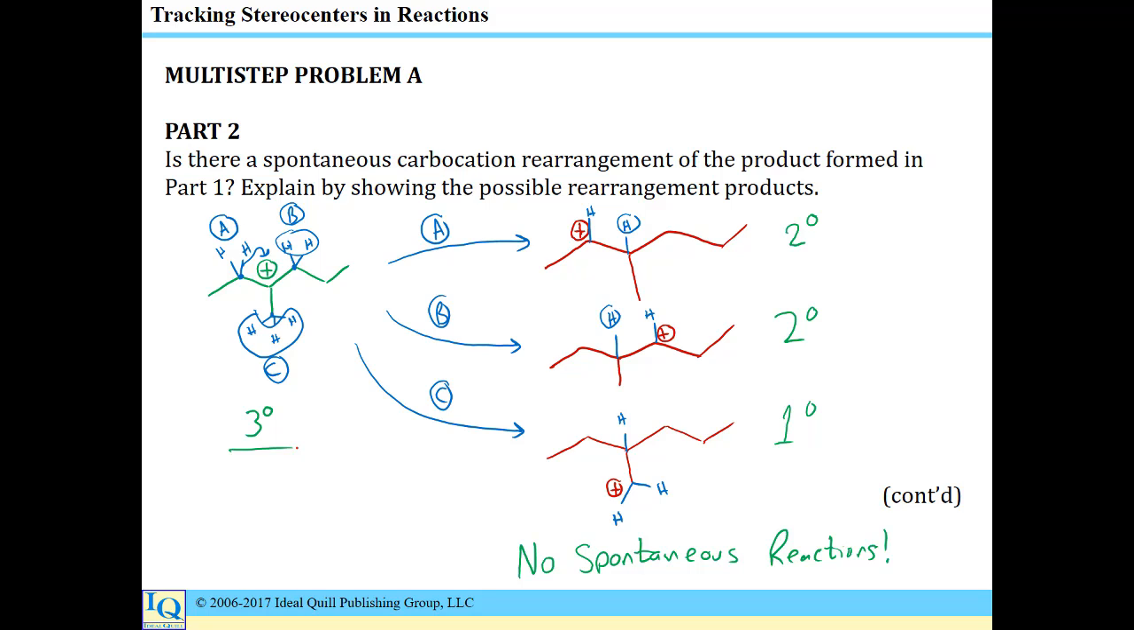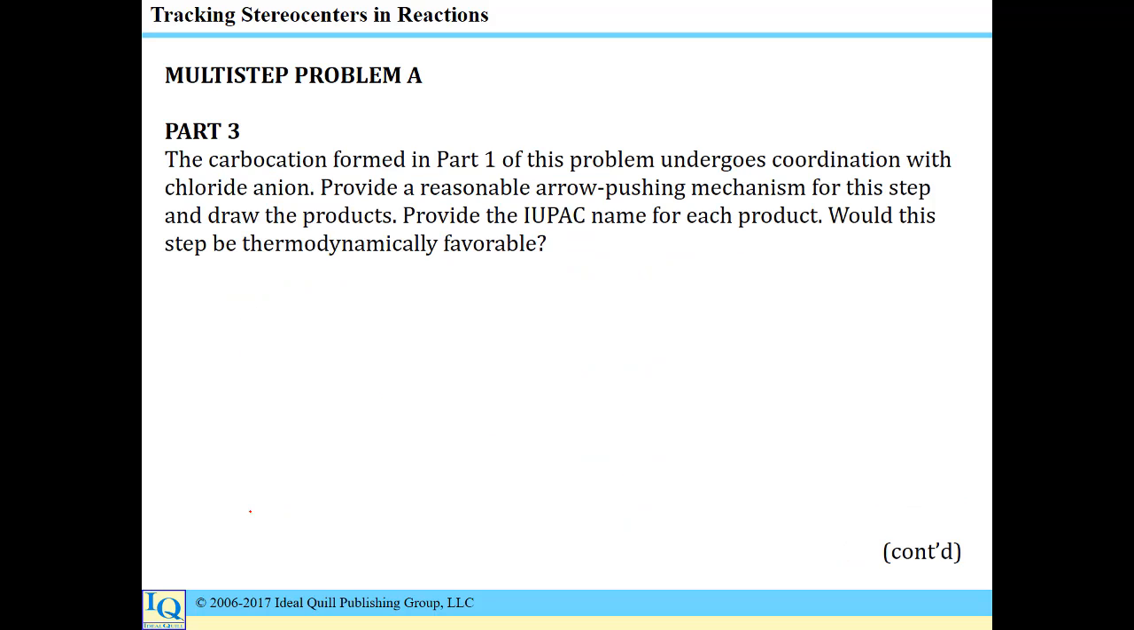This would lead us to believe that following heterolysis, this tertiary carbocation will not rearrange to a different carbocation spontaneously. Instead, it will be maintained in solution until a different type of reaction takes place. In part three of the problem, we're told what that reaction might be. And this tells us that the carbocation formed in part one will undergo coordination with a chloride anion, meaning that the electrons from the chloride would be attracted towards that positively charged carbon that only had three bonds and provide the octet for that carbon to have four bonds.